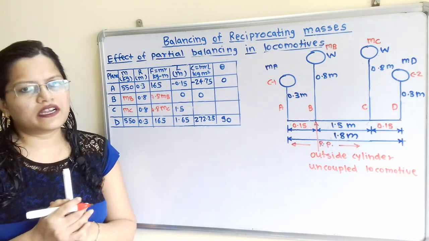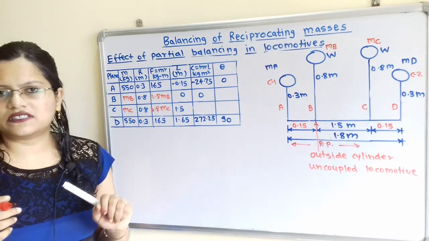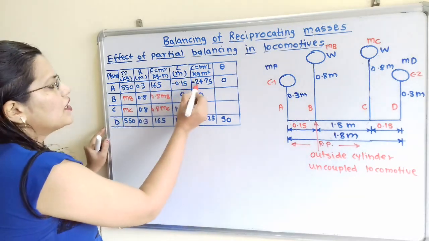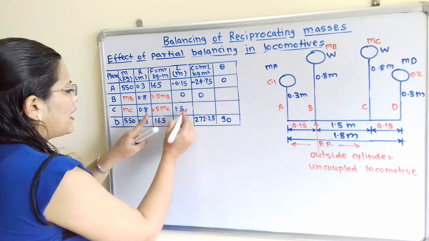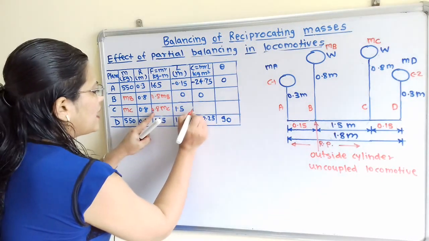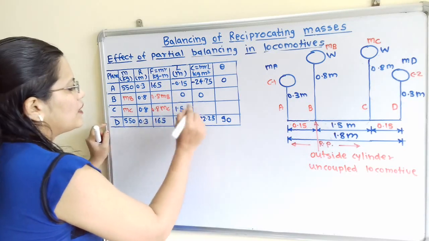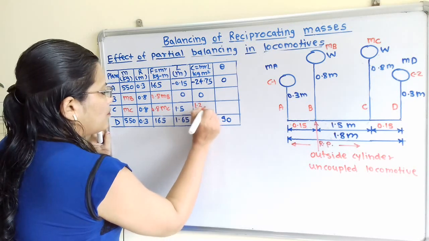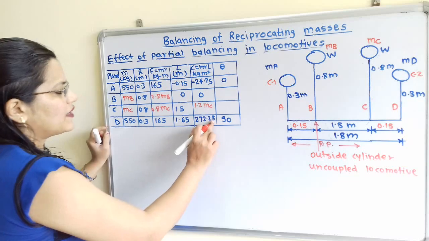Now we will calculate the couple. So couple is force multiplied by this distance from the reference plane. If we calculate this, we will get minus 24.75. Next is 0, and then we have to calculate 1.5 into 0.8 into mC, that is 1.2 mC, and the last one is 272.25.